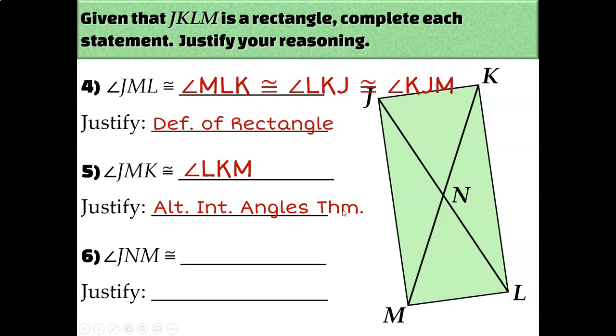Pretty cool. Speaking of old stuff, angle JNM is congruent to KNL because of vertical angles. These 2 angles are non-adjacent and formed by the intersection of 2 lines, and therefore must be congruent to each other because of the vertical angles congruence theorem.